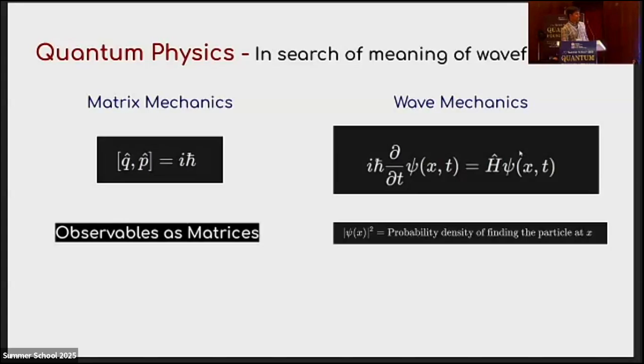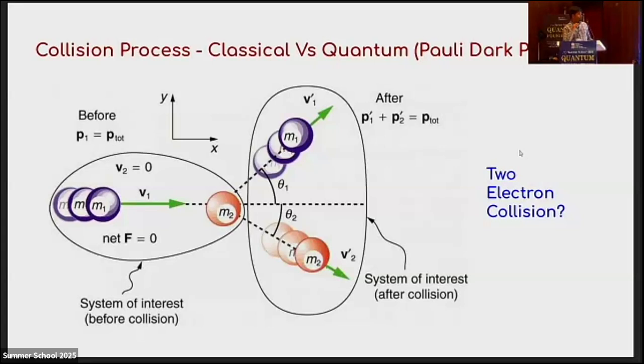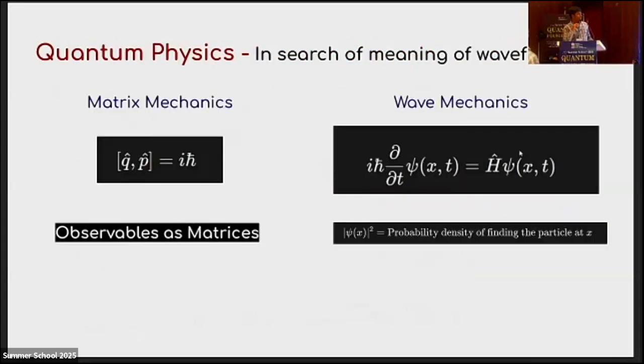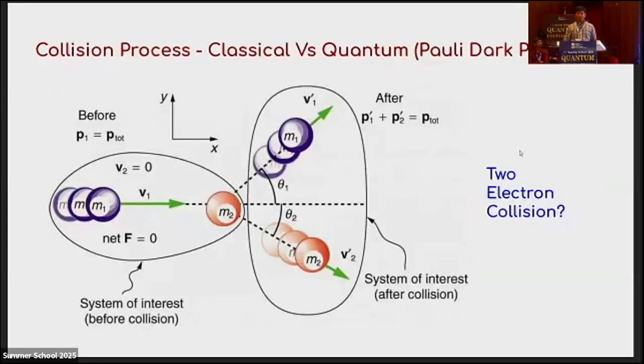As quantum mechanics started in its early stage, two schools developed: one of matrix mechanics and another of wave mechanics. Schrodinger showed that wave mechanics is equivalent to matrix mechanics, but they were still trying to find the meaning of the wave function. Pauli was also contemplating this question.